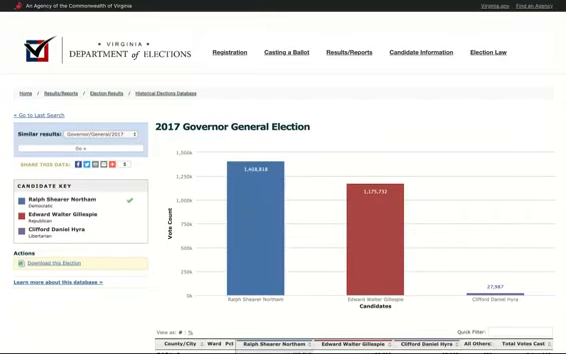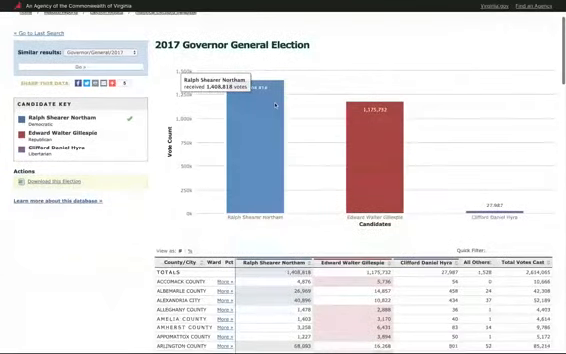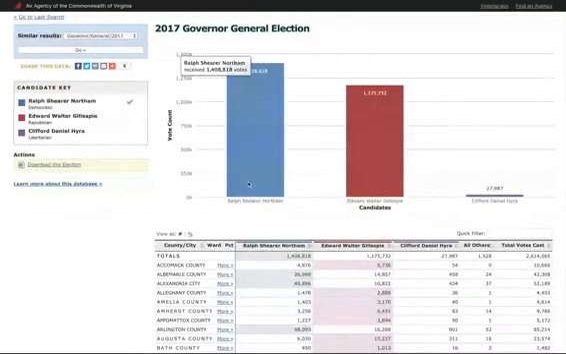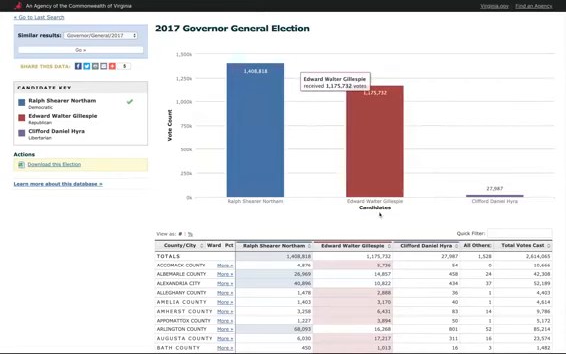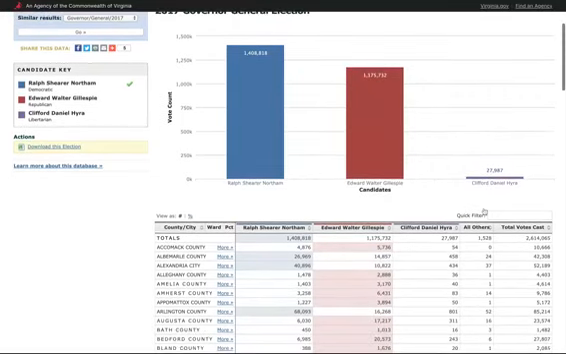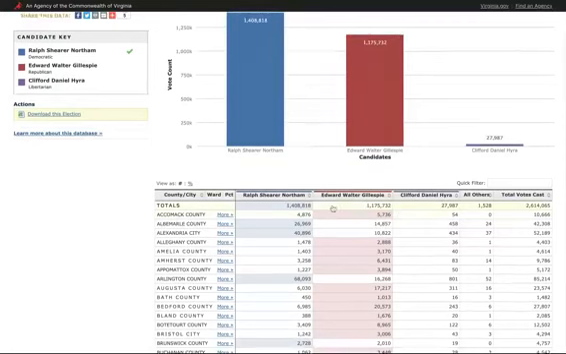Let's see. Okay. All right. So Department of Elections screen. Here's the election. All right. 2017. Governor Northam won 1,408,818 votes. Okay. Against Mr. Gillespie, who won 1,175,000, and then Clifford Hyra down here got 27,000 votes. Okay, so basically, this is the line that matters right here.